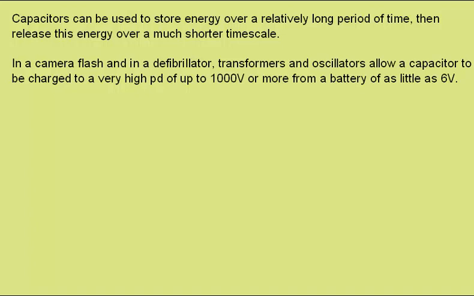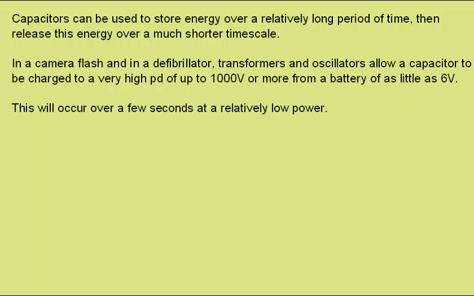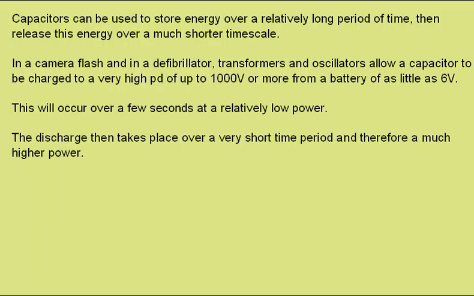there are transformers and oscillators that we're not going to go into, which allow a capacitor to be charged to a very high potential difference of up to 1000 volts and more from a battery of as little as 6 volts. This will occur over a few seconds at a relatively low power. The discharge then takes place over a very short time period, and therefore a much higher power.